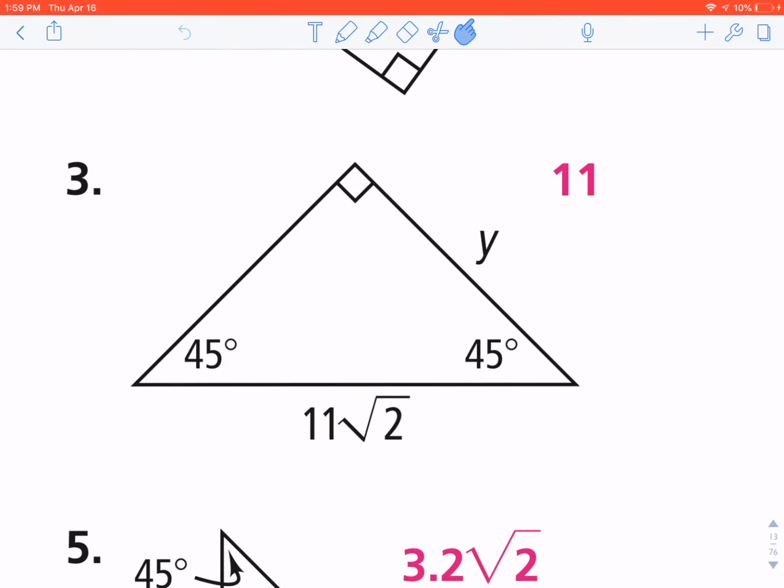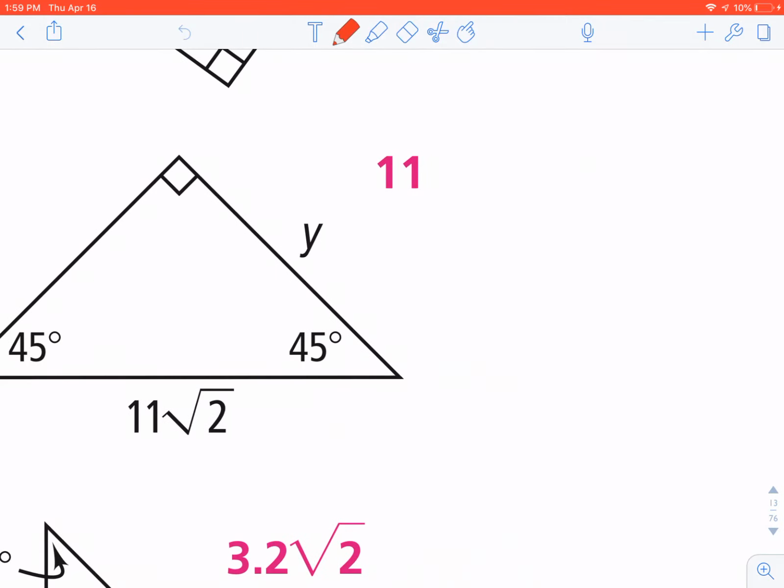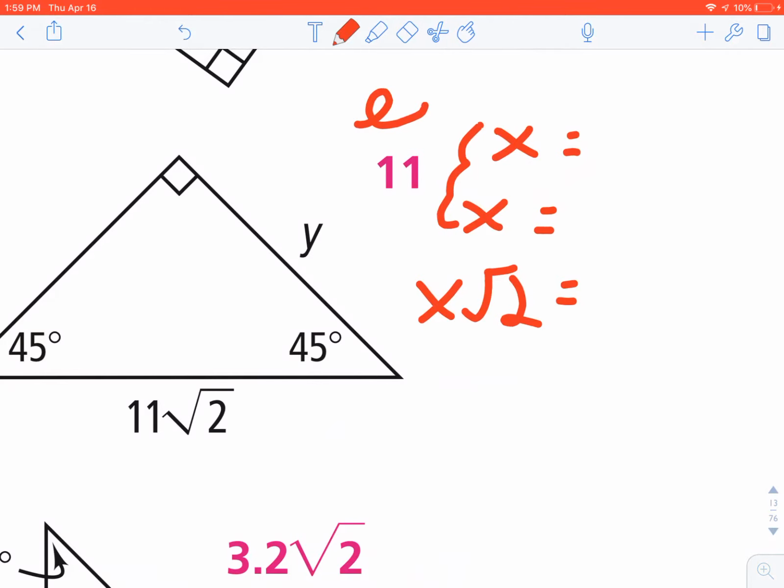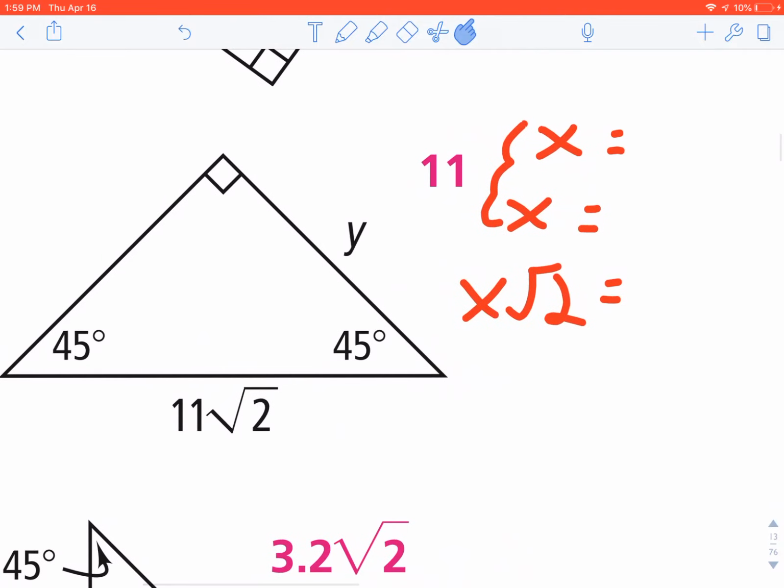I think I told you guys in the notes, I think your best move for all of these is to create a little table. So x equals, and x radical 2 equals. Remember, these two represent your legs, and this will be your hypotenuse. You have to look at the picture and figure out what you are given. Well, in this case, I'm given the hypotenuse, and I know that because it is opposite of the right angle. Okay, so on my table, the x radical 2 is the hypotenuse.